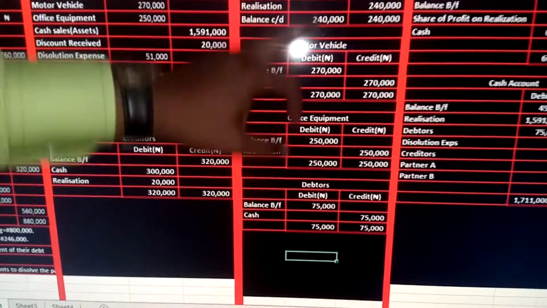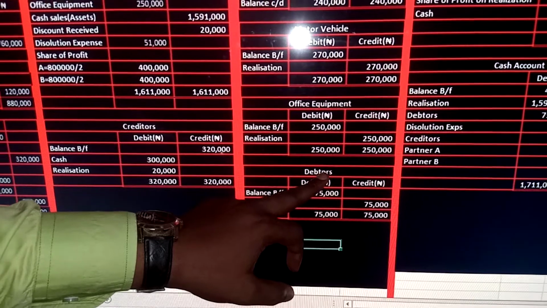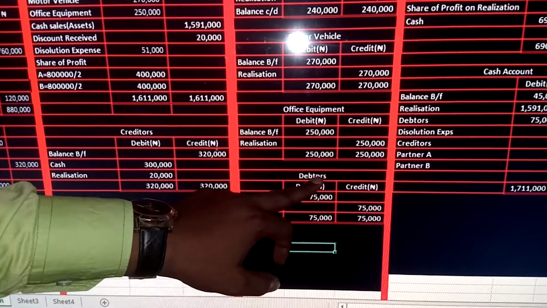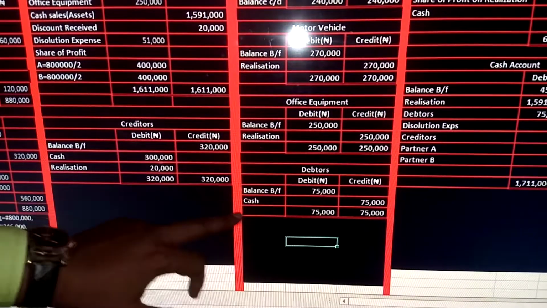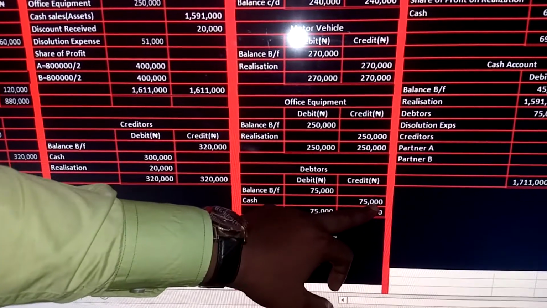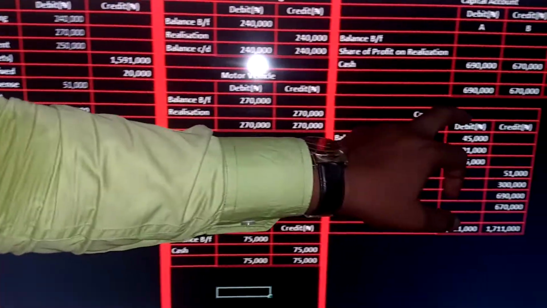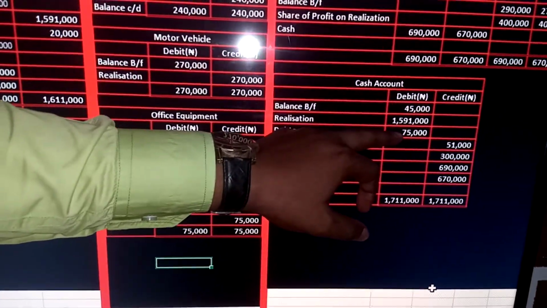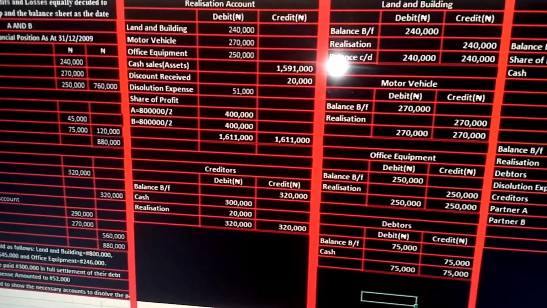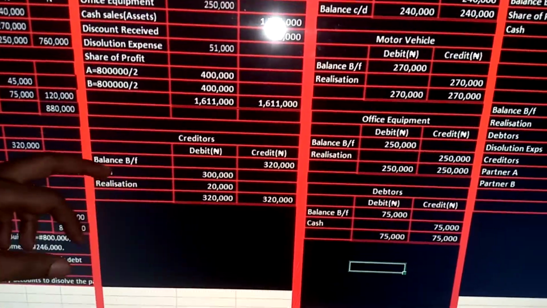The next one is debtors. Debtors will pay us cash. If you want to close debtors, you have balance brought forward 75,000, so you credit debtors to close it, 75,000. Then in your cash account, debtors here is debited 75,000. We'll come back there. So now we have creditors. Balance brought forward here is what? 320,000. Look at it in the question.